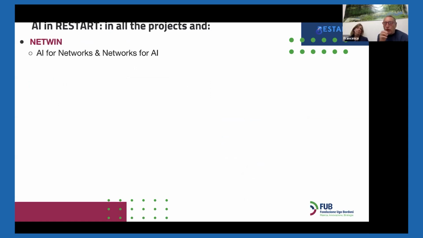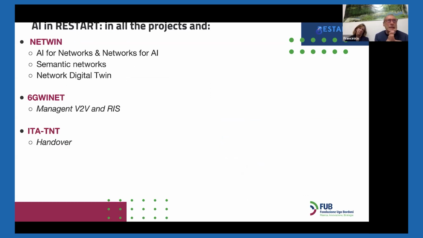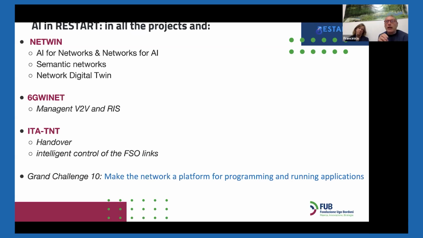And now I want to give you some very short hints about the RESTART project, because in RESTART practically everything deals with artificial intelligence. We work in three different RESTART projects: NetWin, 6G, and others, and in all three projects we have work dedicated to artificial intelligence. I also wanted to underline two important Grand Challenges in RESTART dedicated to artificial intelligence and the management of the network: Grand Challenge 10 and Grand Challenge 12. Next slide, please.